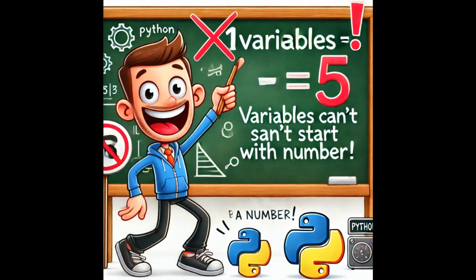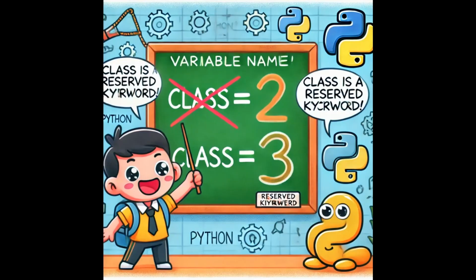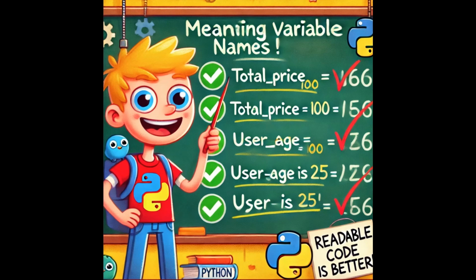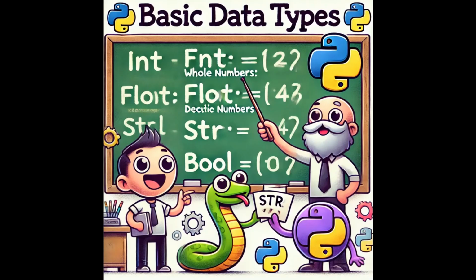my_variable = 10 is a correct name. 1variable = 5 is an incorrect name. class = 3 is incorrect, because class is a keyword. Try to give variables understandable and meaningful names. For example, title, price, user_age, so that the code is readable and understandable.